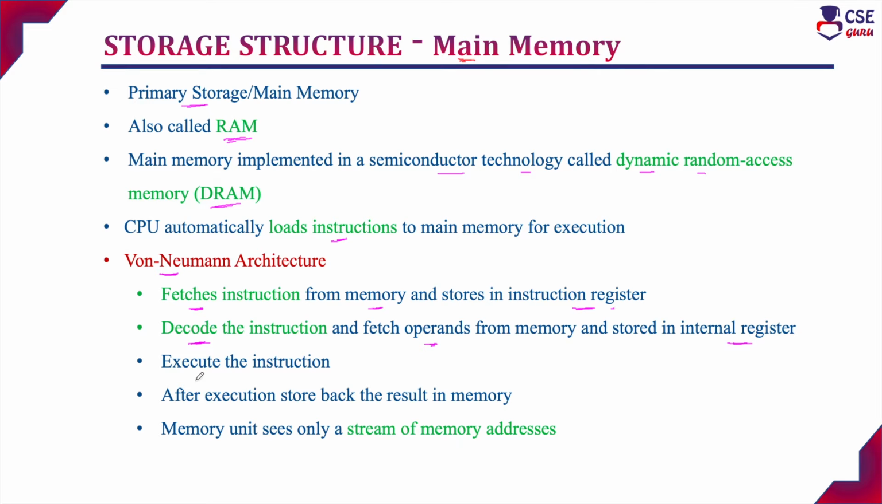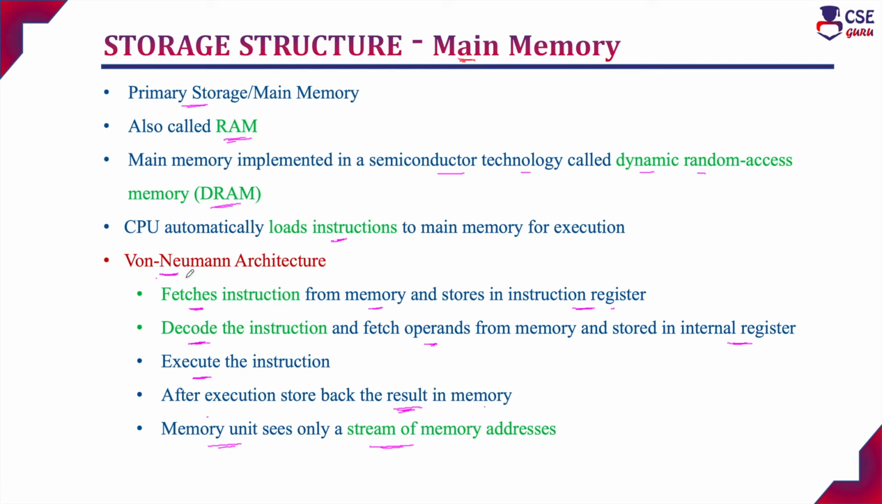After decoding, execute the instruction. After execution, we will get the result, right? So after execution, store the result back in memory again, so that it can be used for another program or process. Here, the memory unit is considered as a stream of memory addresses. So this is nothing but von Neumann architecture.